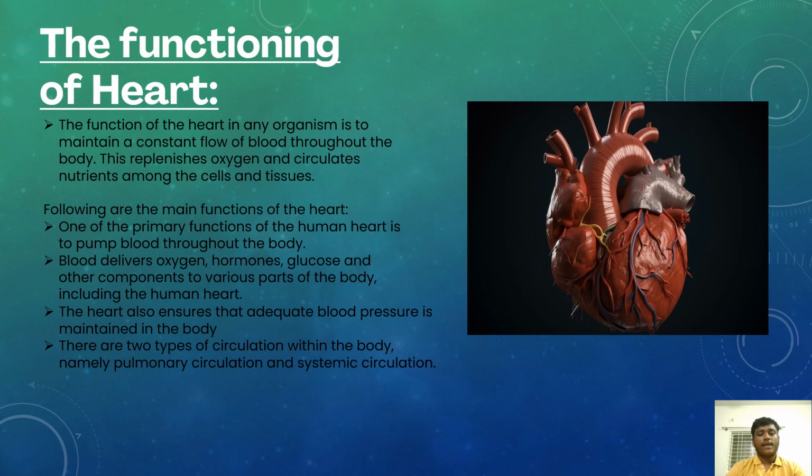One of the primary functions of the human heart is to pump blood throughout the body. The blood delivers oxygen, hormones, glucose and other components to the various parts of the body, including the heart. The heart also ensures that blood pressure is maintained in the body, as a heart beats 72 times per minute. There are two types of circulation within the body, namely pulmonary circulation and systemic circulation.